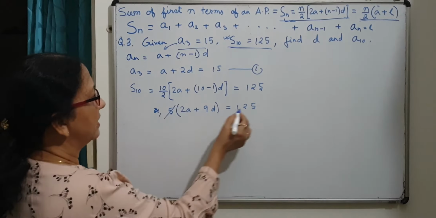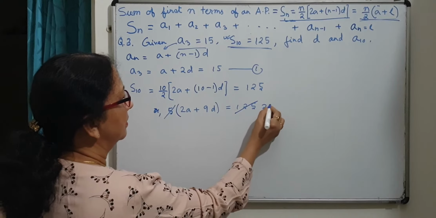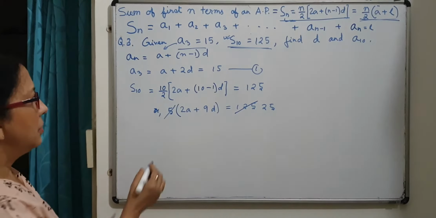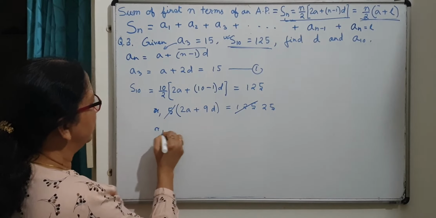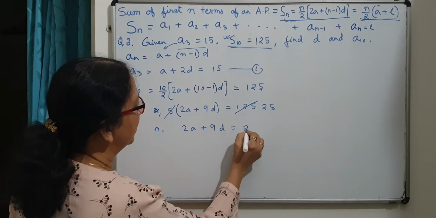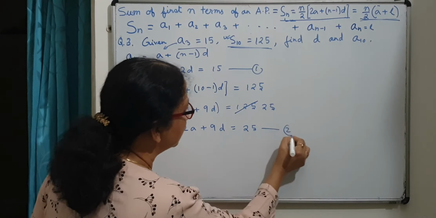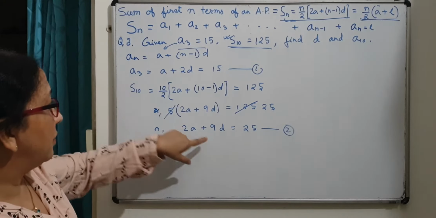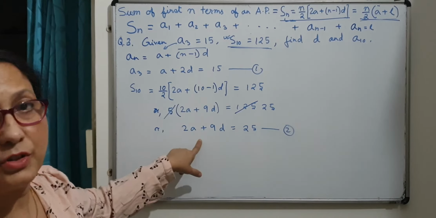So now this 5 will cancel this. 5 into 25 is 125. So what I am getting, therefore, the equation is 2A plus 9D is equal to 25. So I got the second equation.